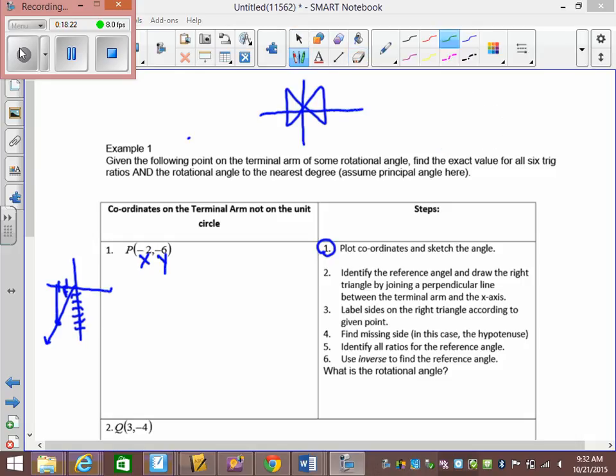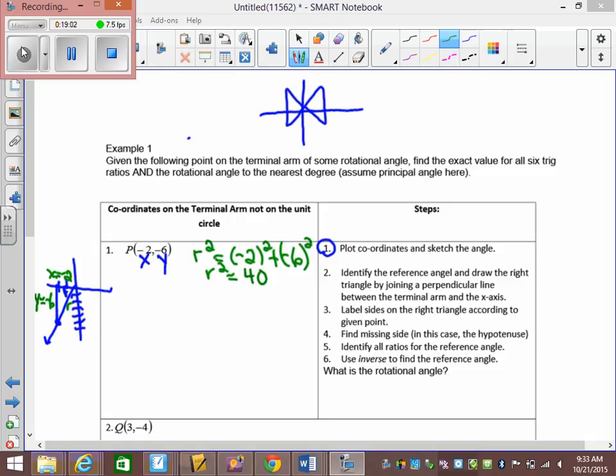Then we label what we know. We know x is -2. This is really squishy. We know y equals -6. How can we find r? Anyone? Okay, so we're going to use Pythagorean Theorem. We're going to have r squared equals -2 squared plus -6 squared. So r squared equals 4 plus 36, which is 40.